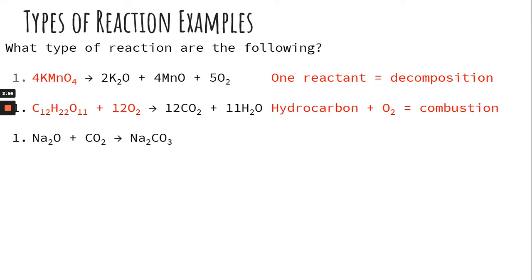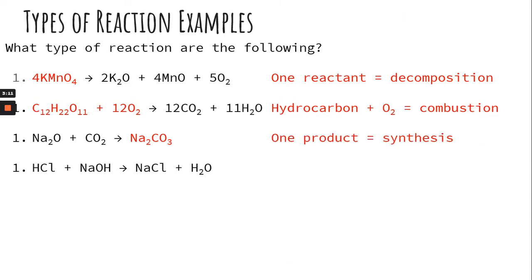For the next one, notice that there is one thing on the right side of the arrow. So we have one product, and when you have one product, it's a synthesis reaction. In this next reaction, we have 2 compounds on both sides of the reaction, so that would be a double replacement. 2 compounds on both sides is a double replacement.